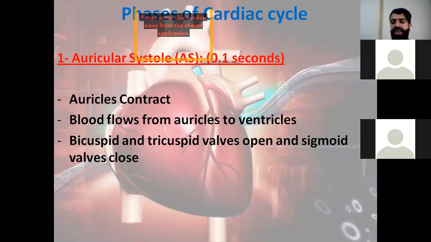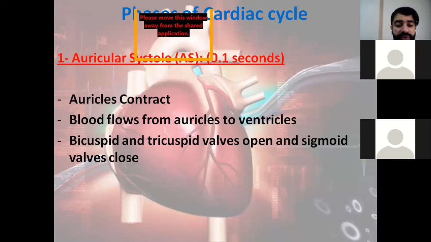Let's start with the phases of the cardiac cycle. We have the auricular systole, the ventricular systole, and the general diastole. These notes, hope you studied them last week. So auricular systole is 0.1 seconds. From its name, systole is contraction. So auricular systole is the contraction of the auricles.